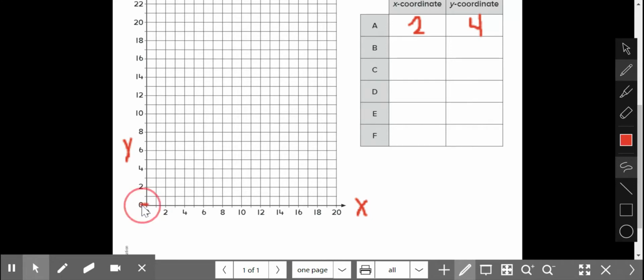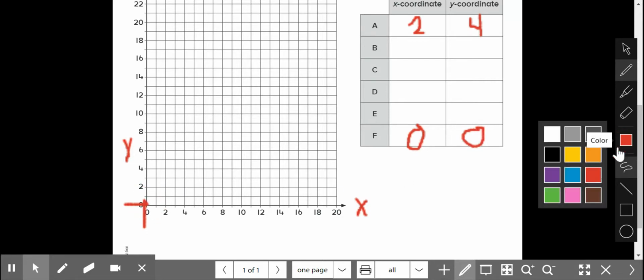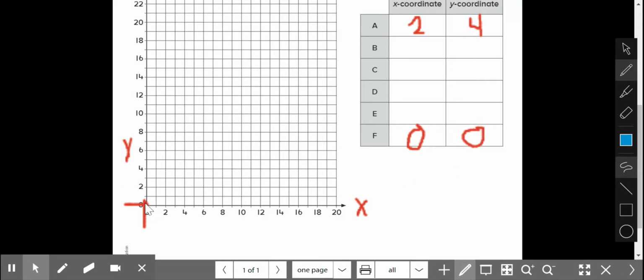Later on, you'll be learning about numbers that go further to the left and numbers that go further down. But for now, we start at 0 and 0, which means that on this chart we would find numbers like this. I'm going to write this in. We have 0 and 0, which would be this point right here in the blue.